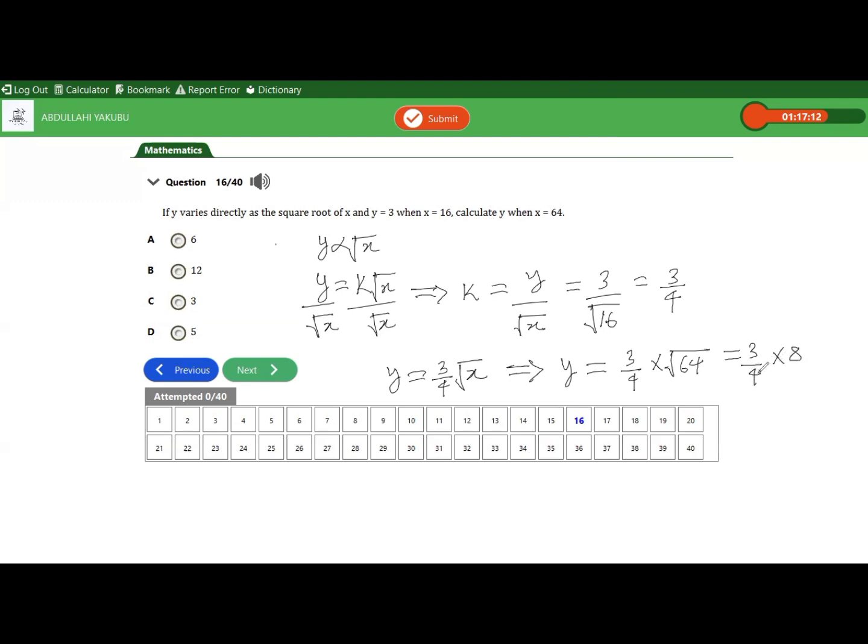So I'm going to have 4 here, 1, 4 here, 2, which implies y is equal to 3 times 2 to give us 6. So the correct option here is option A. I hope this is understood.